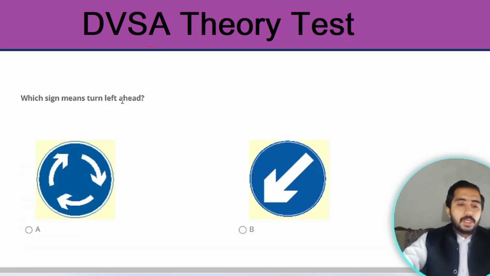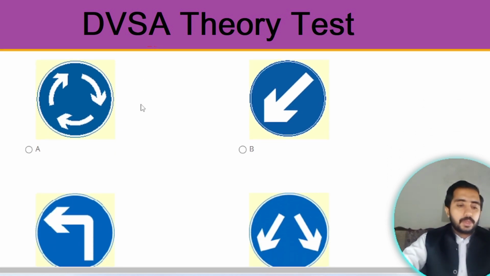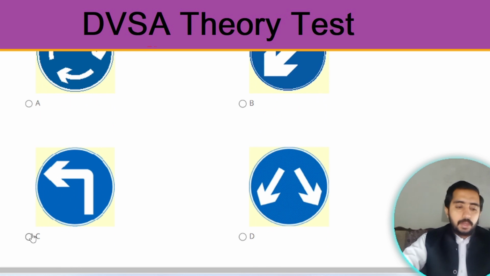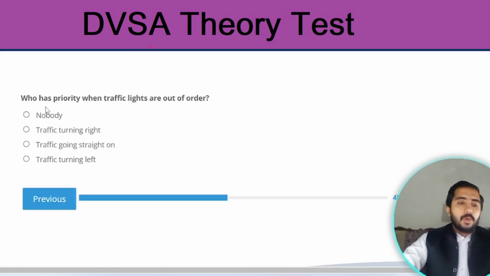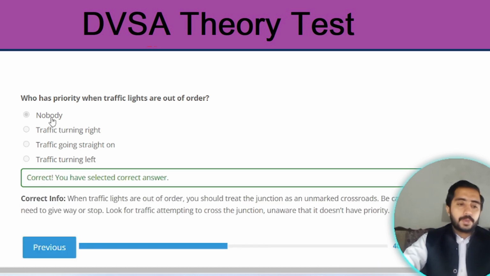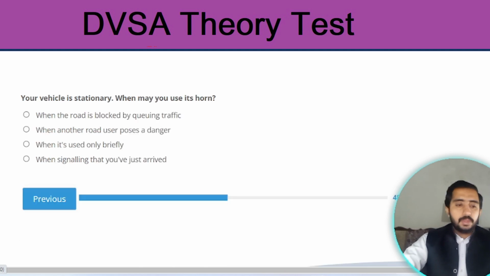Okay, which sign means turn left ahead? Which sign is represented for the left ahead movement? Option number C. Next, who has priority when traffic lights are out of order? When traffic lights are out of order, then nobody has priority. Option A.